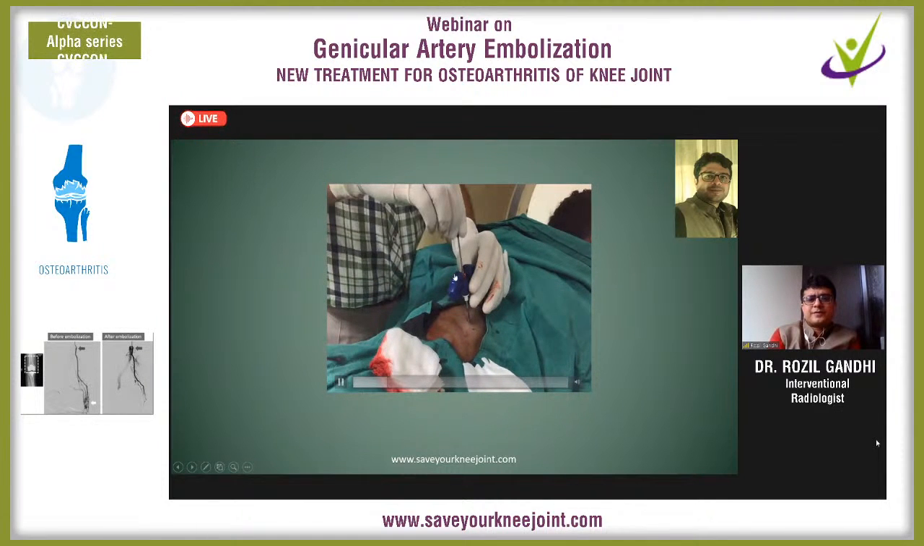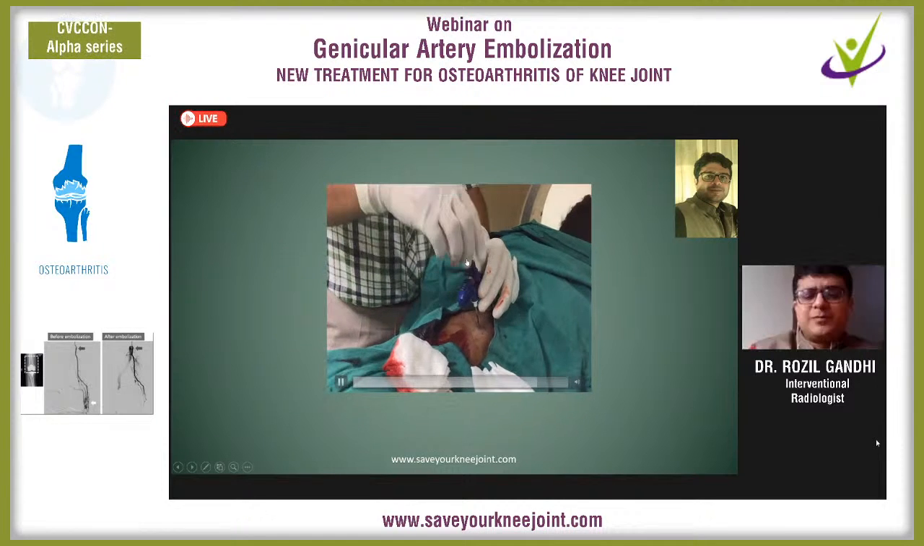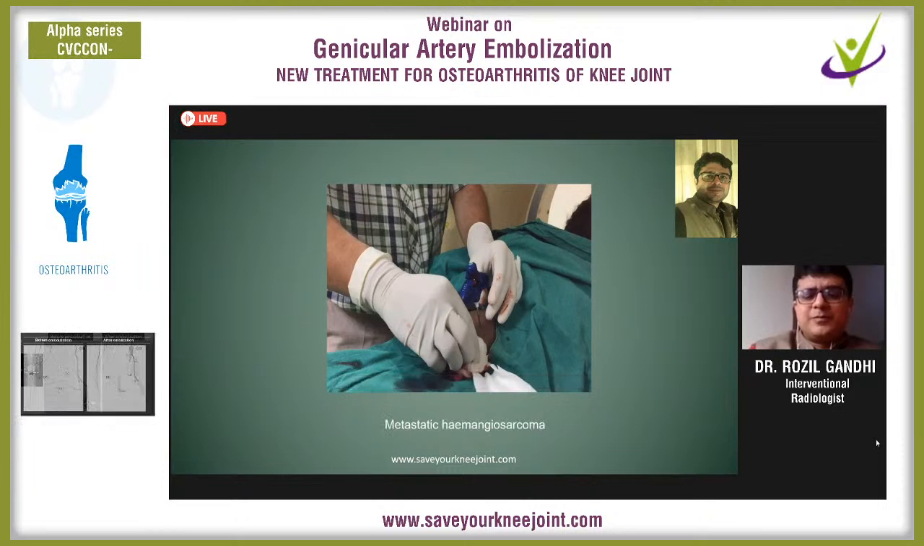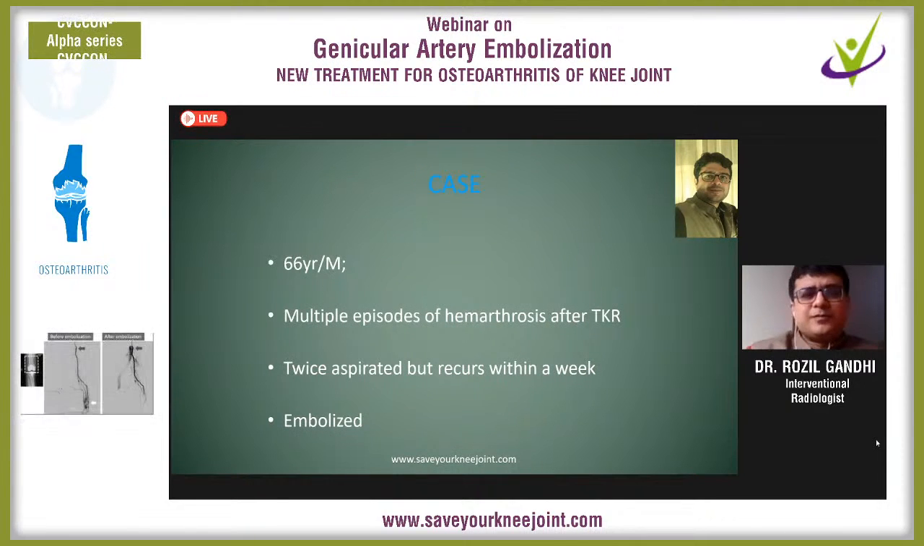After removing the trocar of the needle, you can see high blood flow. So the needle is not in the aorta but in the vertebral artery, in the vertebral body, but this was a metastatic hemangiosarcoma. Okay, coming back to our genicular artery.